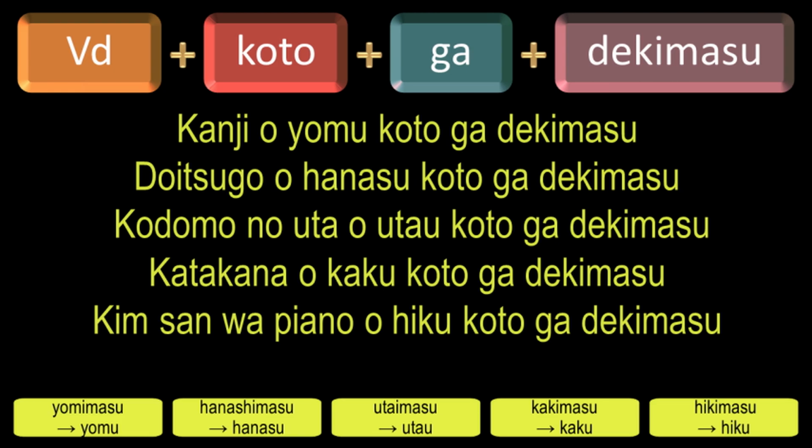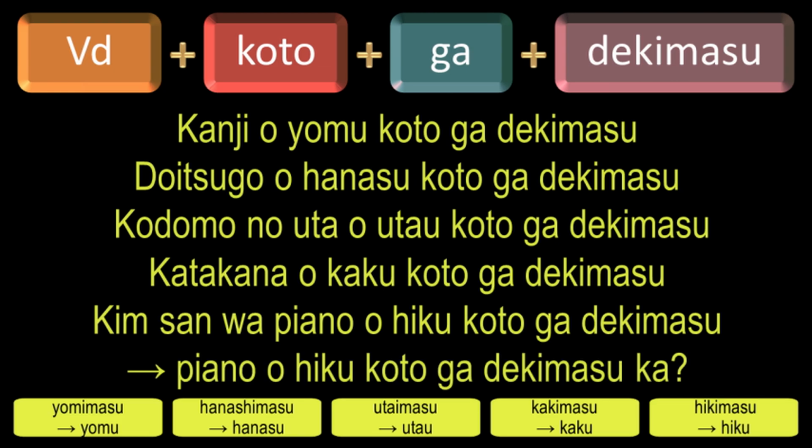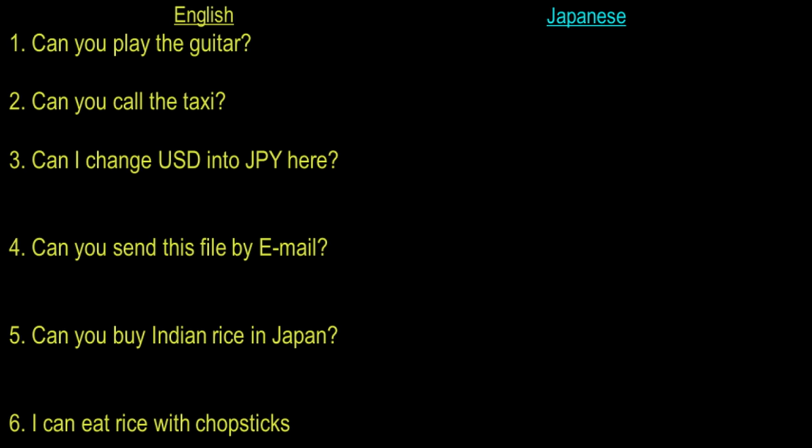Now, if we add ka at the end of the sentence, then it will become a question. And this sentence pattern ending with koto ga dekimasu ka is used to ask if the action described by the verb can be done. So, if someone asks piano o hiku koto ga dekimasu ka, then it means can you play the piano? Next, let us learn how to translate simple English sentences to Japanese.